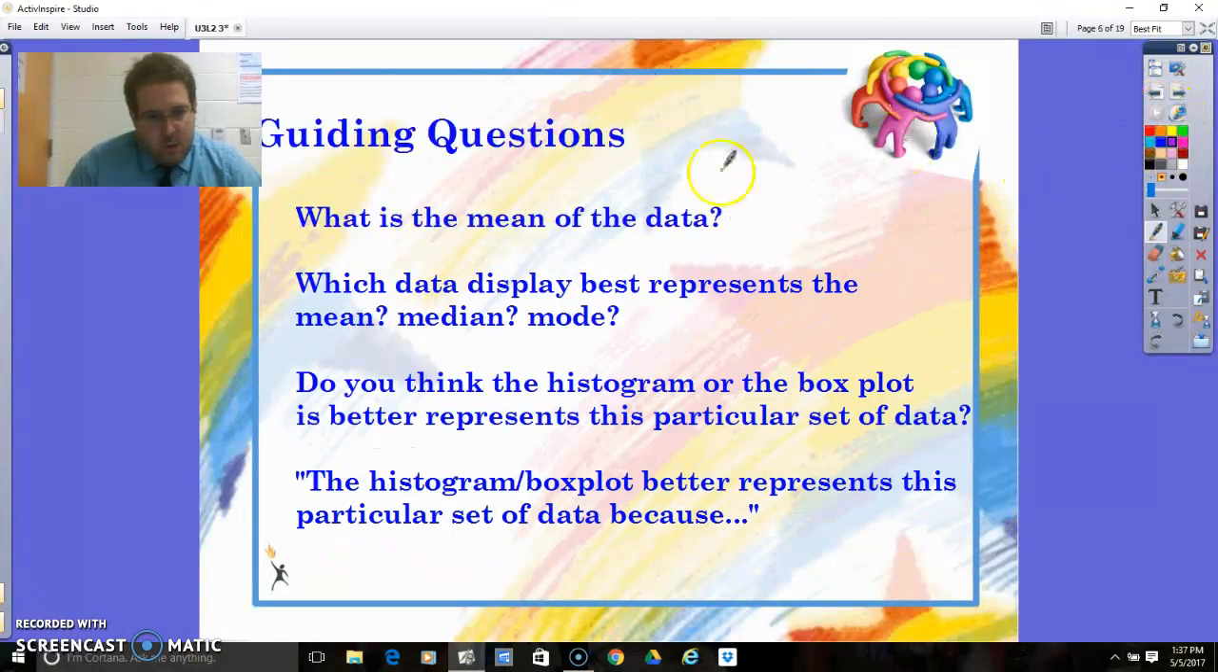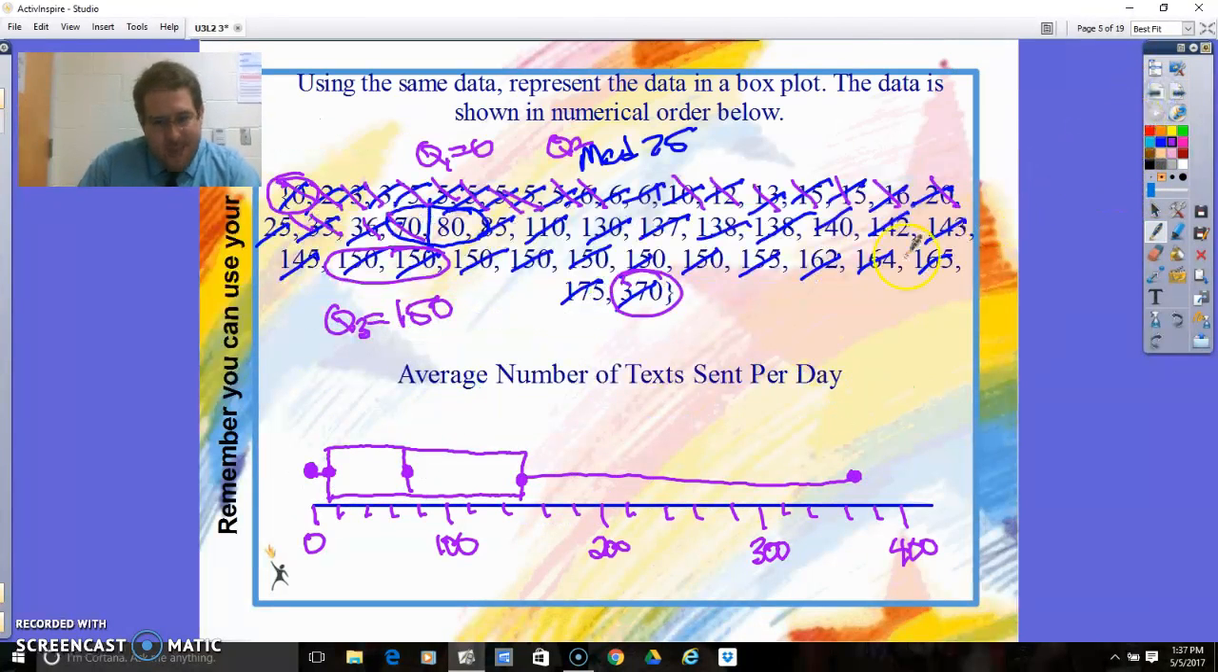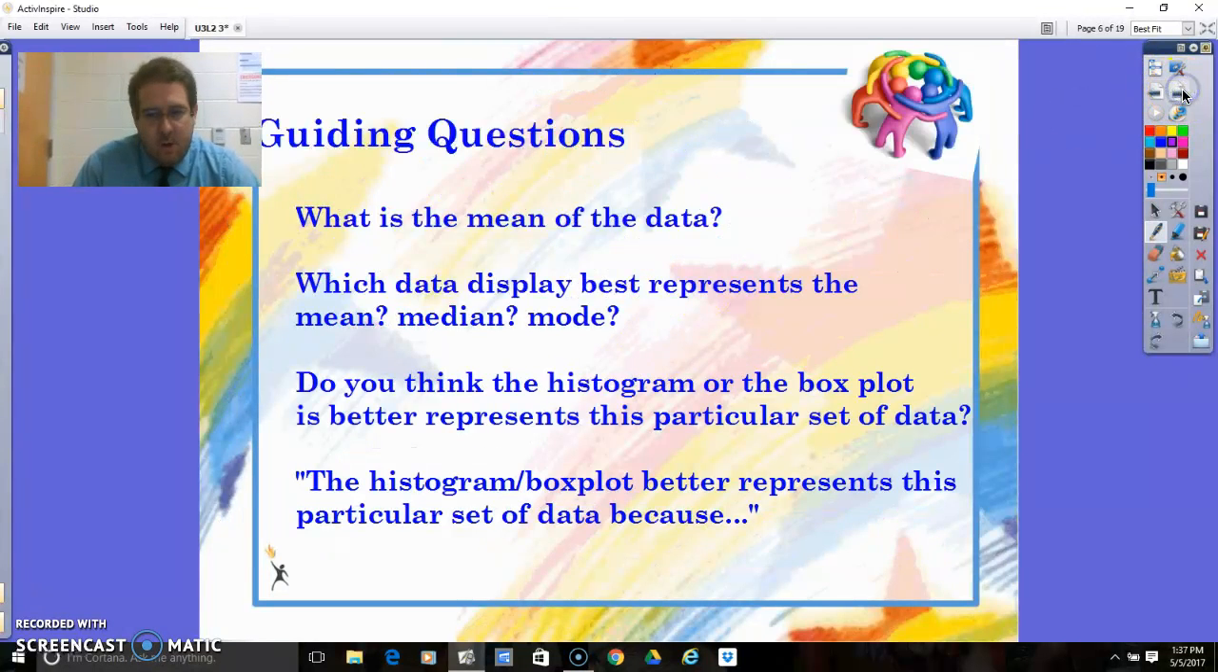All right, so talking about that, what does it mean in the data? I already mentioned that it's not possible to find the mean on a box plot. Which data display best represents this: mean, median, or mode? I would say median is the best because, you know, it's right there. That's what a box plot does. Or I could say that there are some outliers out here. So that's the reason why median is the best choice, because there are outliers. Remember from the warm-up, if there's outliers, that could cause the mean to be too high or too low.